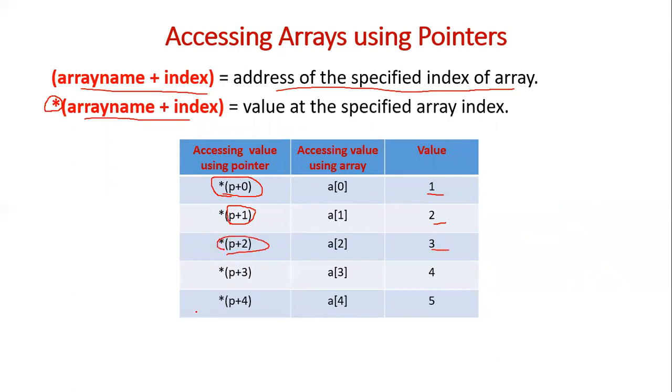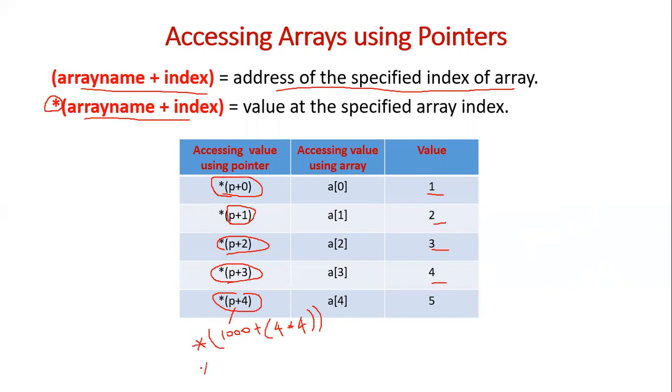That is 3. Star p plus 3 means value at 1012. That is 4. Star p plus 4 means, so you know, p is 1000. 4 means you cannot use just the 4. That 4 should be multiplied with the scale factor. So it is an integer pointer. So it should be 4 into 4. So 4 into 4 is 16. Okay. So it is value at 1016. Okay. So before that there is a star.